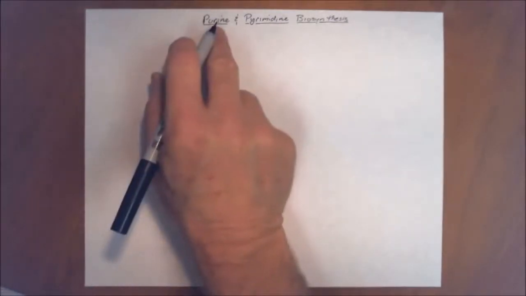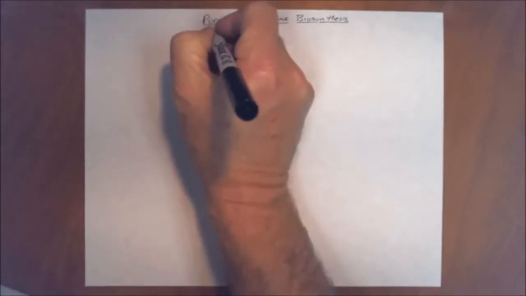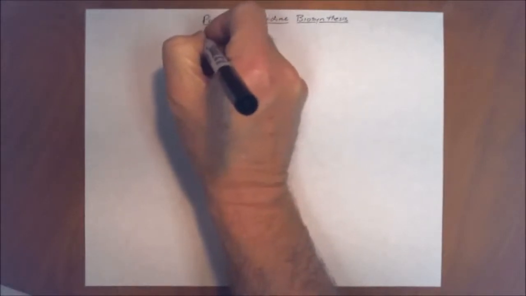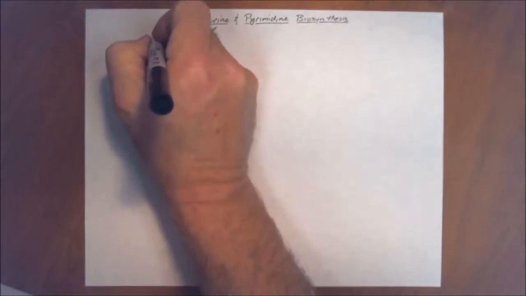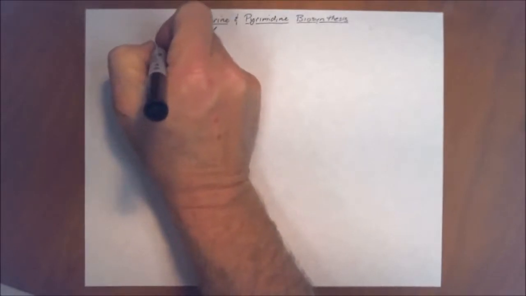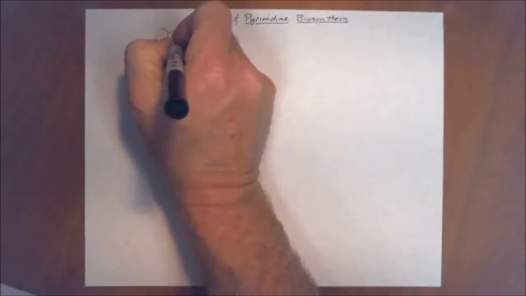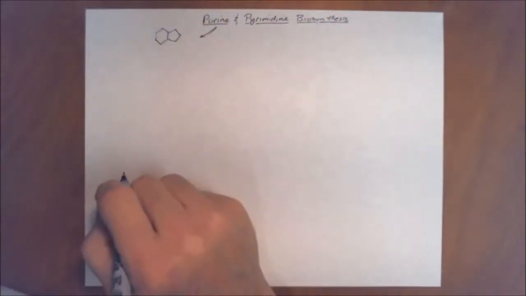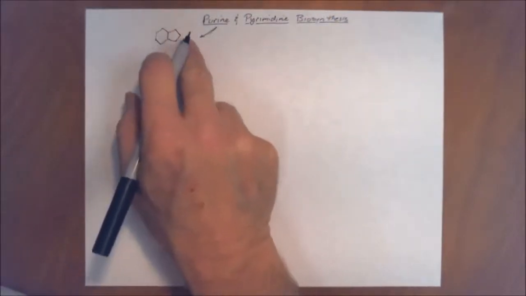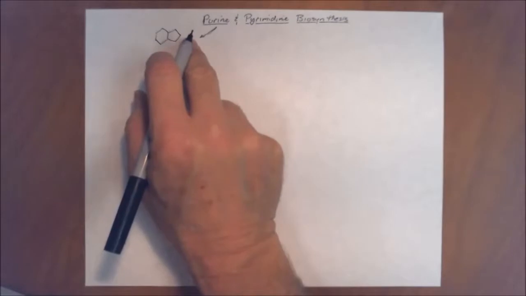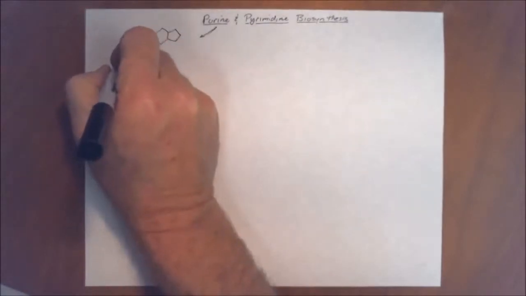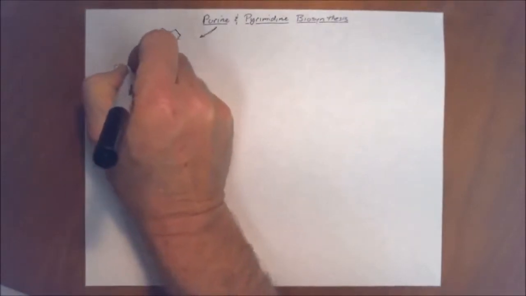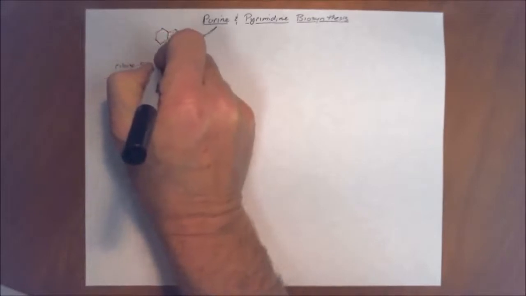So for purine biosynthesis, let's start there. The purines, of course, have the general ring structure like this. So we have to synthesize this general ring structure. But in order to do that, we are going to start out with the substrate, ribose 5-phosphate.